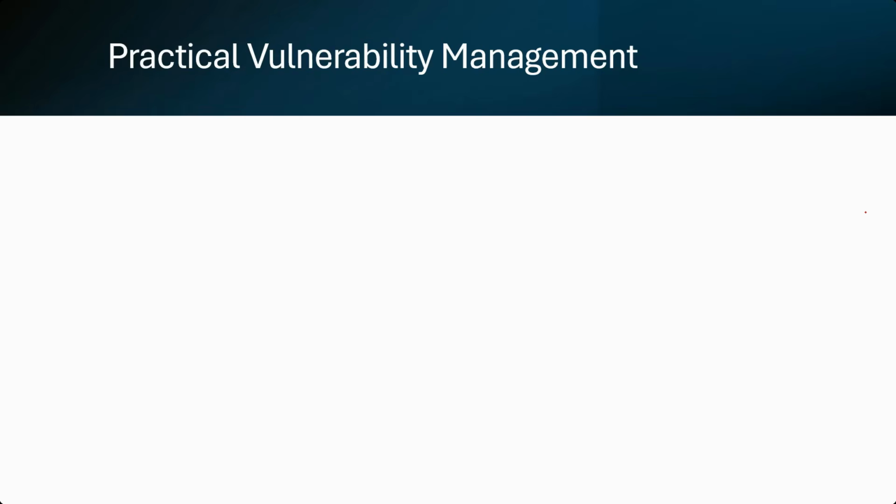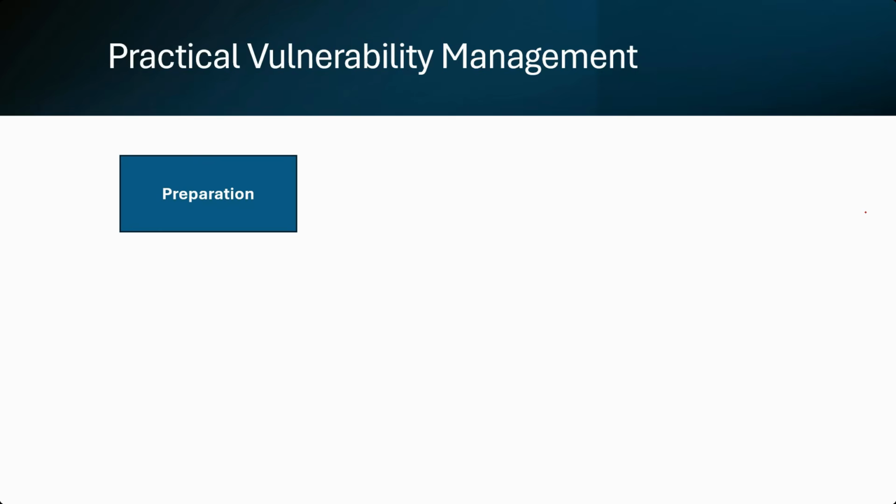All right, so now let's talk about the practical vulnerability management process. In this, the very first step is preparation. Okay, in this step, we perform a couple of activities. The first activity is asset management or asset inventory management. Here we actually identify and classify all of our assets within the organization.